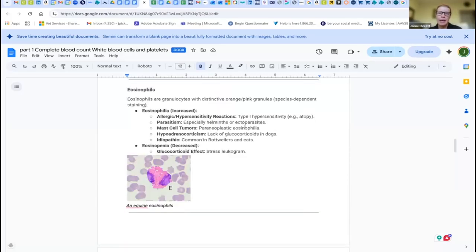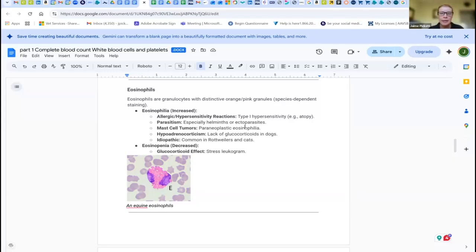So eosinophils. When you think eosinophils, you want to think allergy or parasites. Eosinophils are a little more specialized. When you see eosinophils, your mind should go to four big possibilities: allergic or hypersensitive reactions, parasites, mast cell tumors, or hypoadrenocorticism, which is also Addison's disease. And sometimes it's just idiopathic, especially in Rottweilers and cats. Idiopathic means we don't know why.